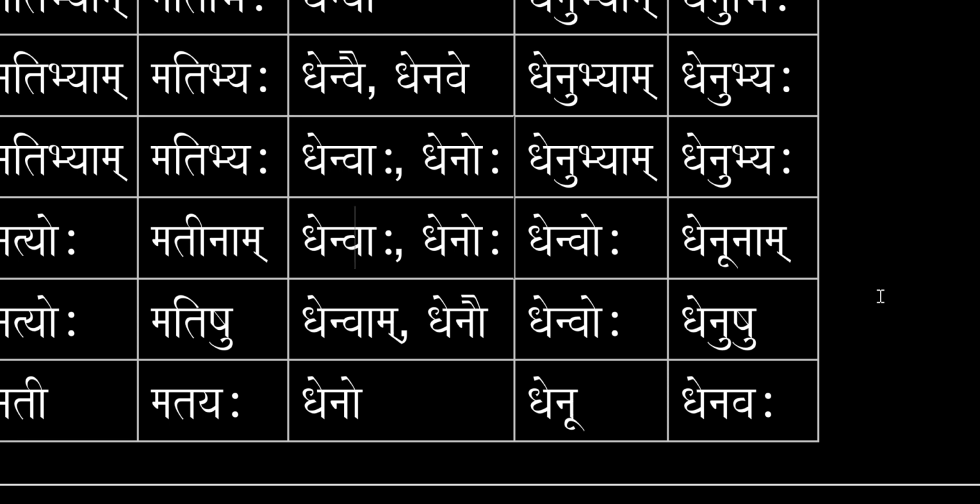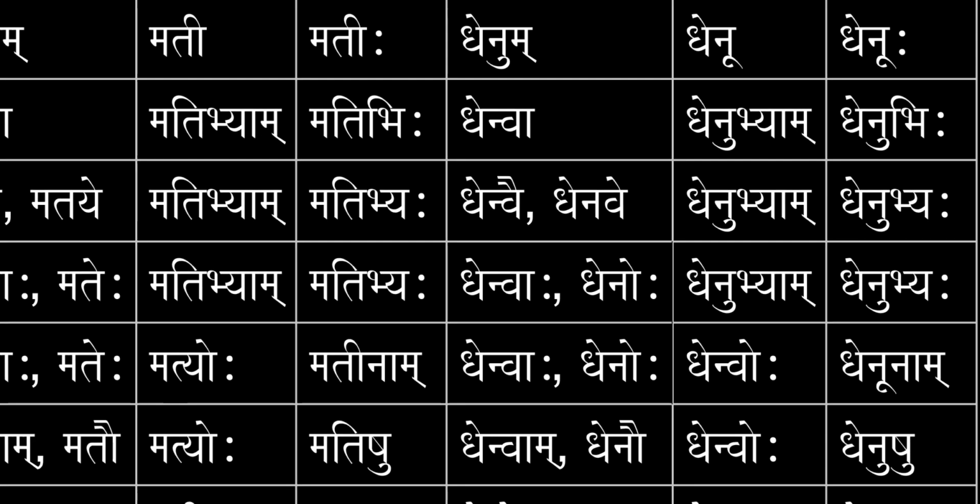For locative singular, you have two options. We have dhenwam, and then the second option is dhenau. Locative dual, we have dhenwoho, and then locative plural, we have dhenushu. Then for vocative singular, dual, and plural, we have he dheno, he dhenu, he dhenavaha.